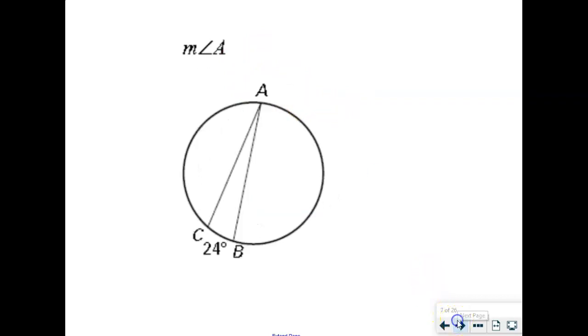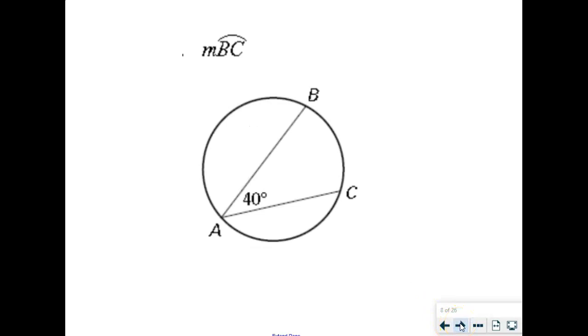Simple. Alright, let's look at this next scenario. This time I give you the arc, and we need to find angle A. Well, it's the same thing. Divided by 2, so 24 divided by 2, and you should get 12 degrees. That simple, that easy. Don't worry, it'll get a little more difficult a little later.